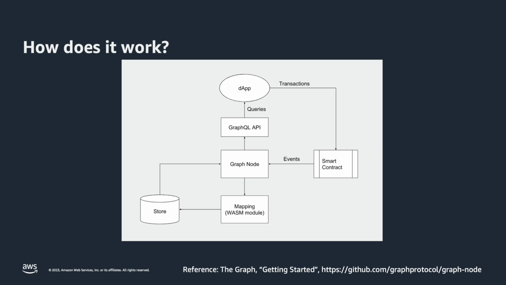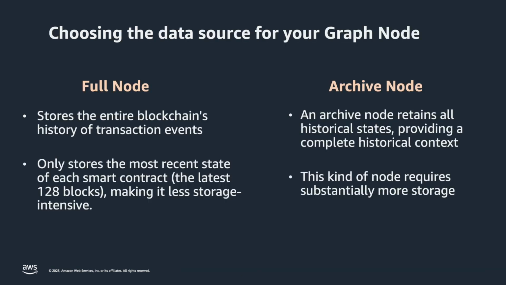A dApp queries data from the graph node via the node's GraphiQL endpoint. The graph node then converts the GraphiQL request into queries for its fundamental data store to retrieve the required data. The data can then be showcased to an end user in a user interface. The graph indexes smart contract event data, which is sourced from a blockchain node.